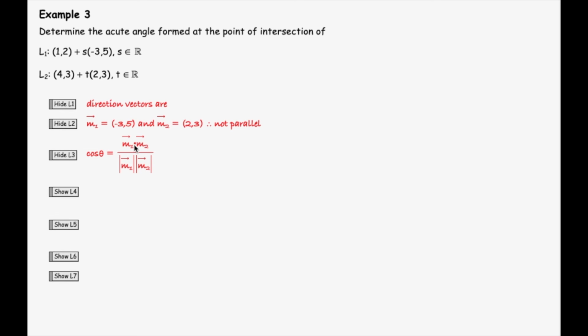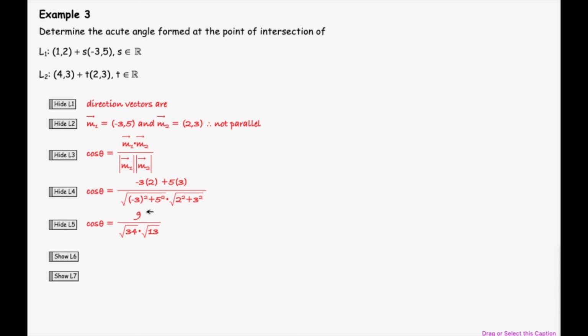So we're using this formula to find the dot product. It's negative 3 times 2, plus 5 times 3. To find the magnitude of the vector, it would be the square root of negative 3 all squared plus 5 squared, and for the second one, the square root of 2 squared plus 3 squared. If we simplify this, we get negative 6 plus 15, which is 9. We get 25 plus 9, which is 34, and of course 4 plus 9 is 13.